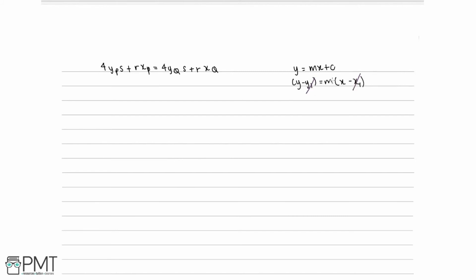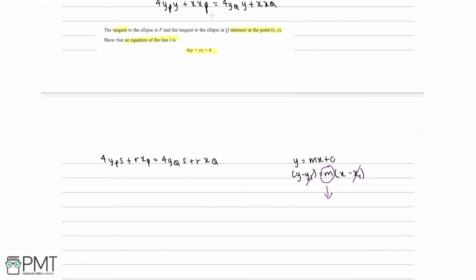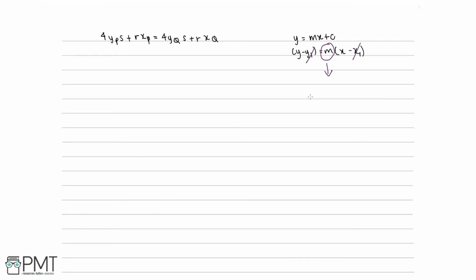However, we do need m. And how can m be written? Well, because the line L passes through the points P and Q, then m can actually be rewritten as yp minus yq all over xp minus xq.